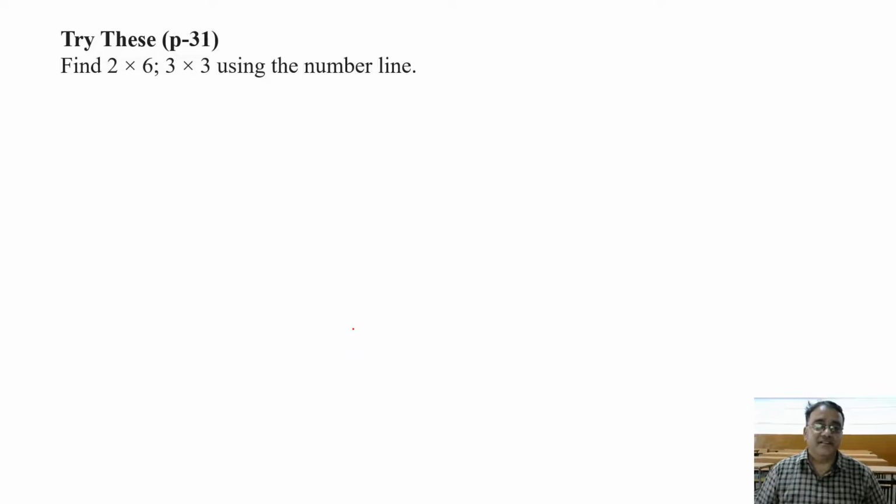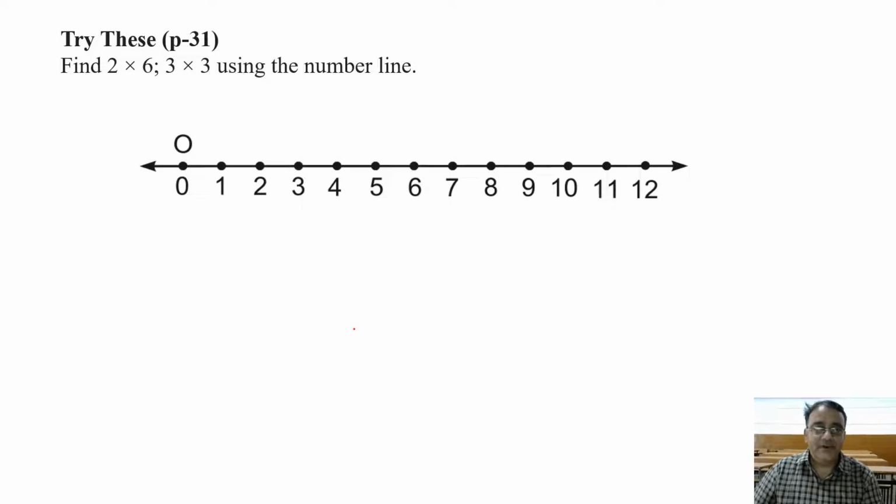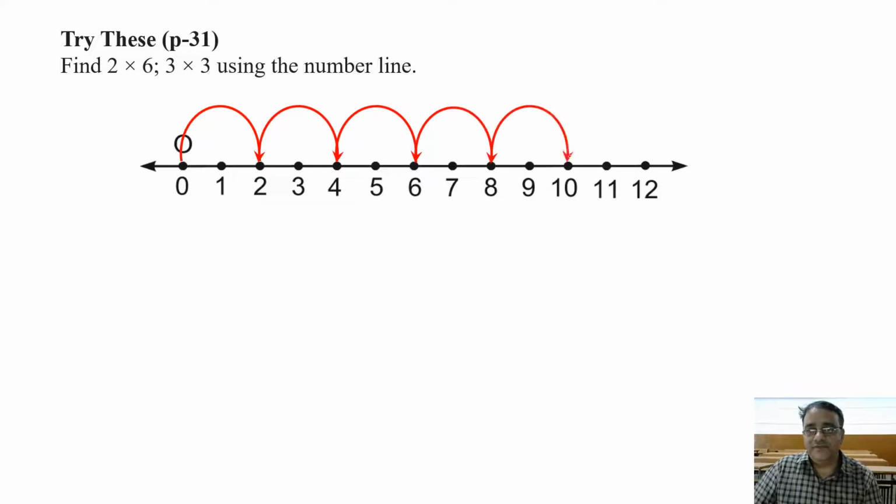Find 2 into 6 and 3 into 3. So 2 units jump, 6 times. 3 units jump, 3 times. First, 2 into 6. We'll start from 0. It is a jump of 2 units. 1, 2, 3, 4, 5, 6 jumps. So we reach 12. So that means 2 into 6 is equal to 12.